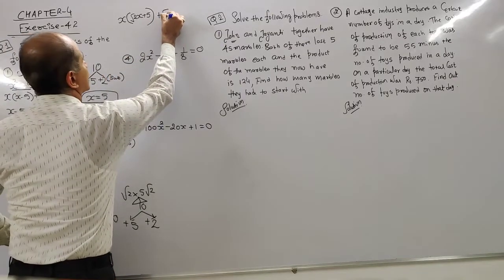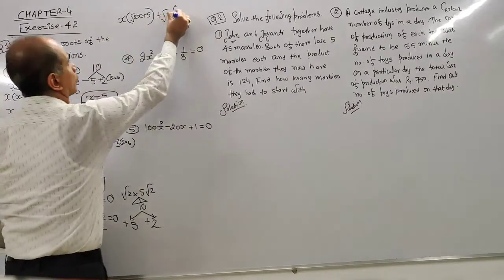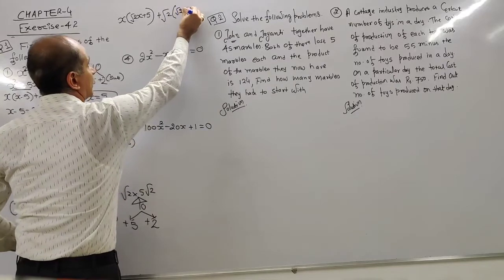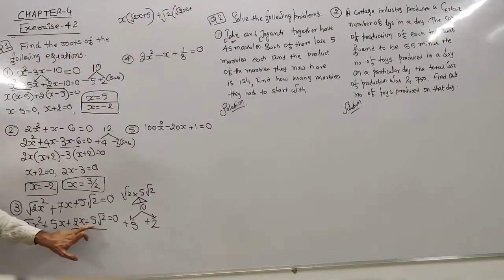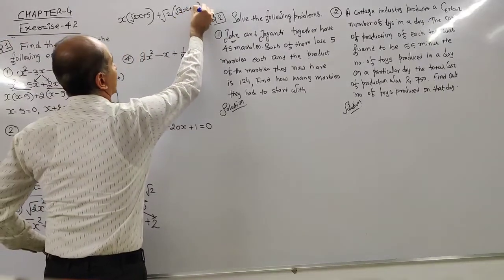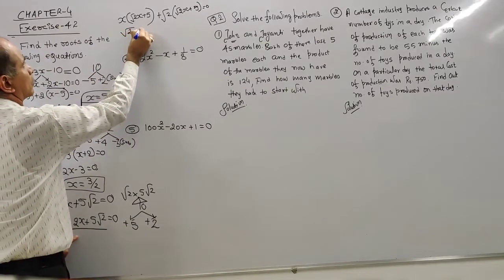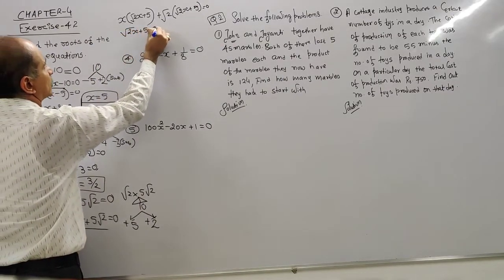So plus under root 2. Now if you take under root 2 common from 2x, you get under root 2 x plus, here it is 5 under root 2. When you take under root 2, you will get 5. So plus 5 is equal to 0. So the equation becomes under root 2 x plus 5 is equal to 0.